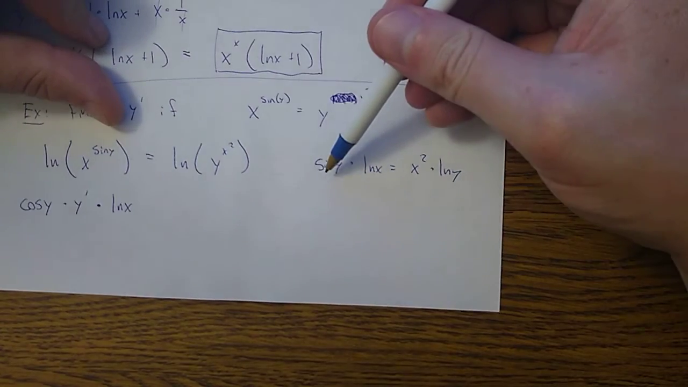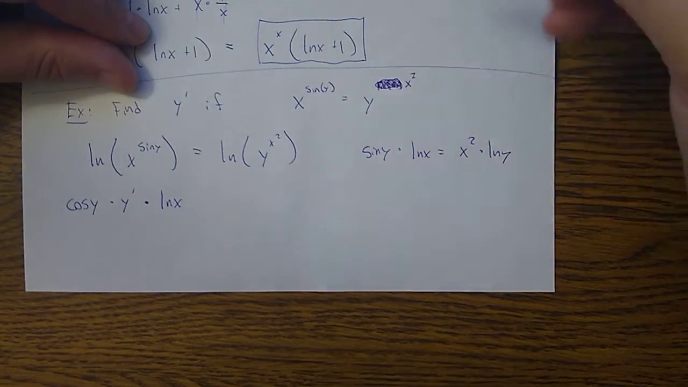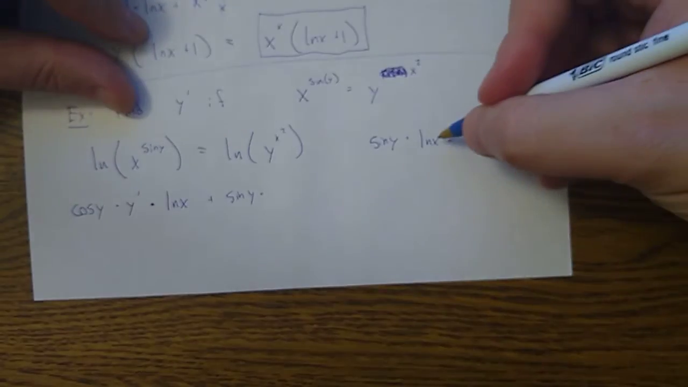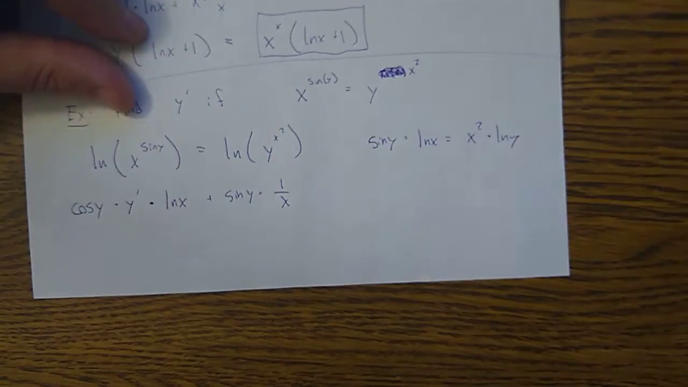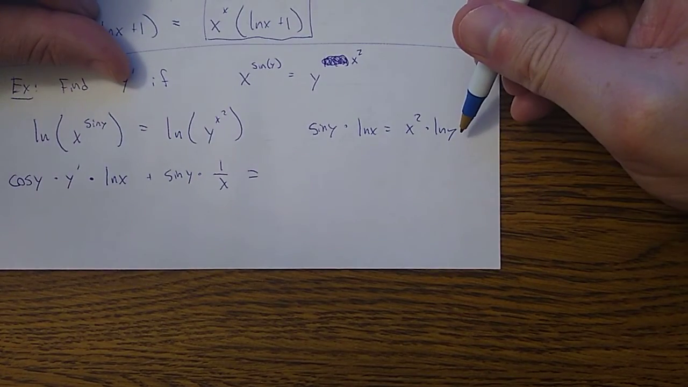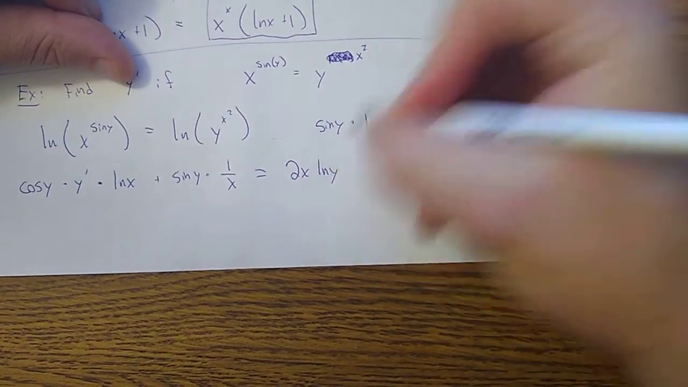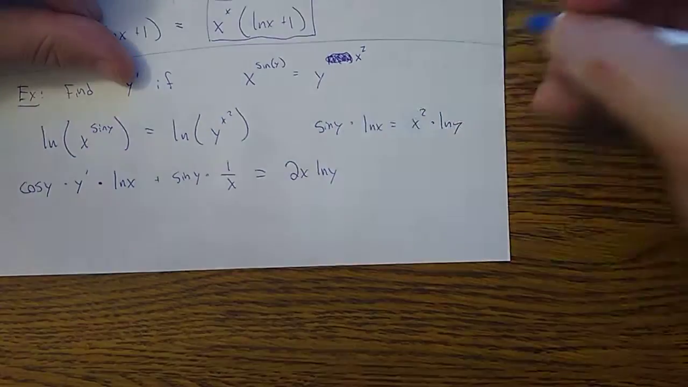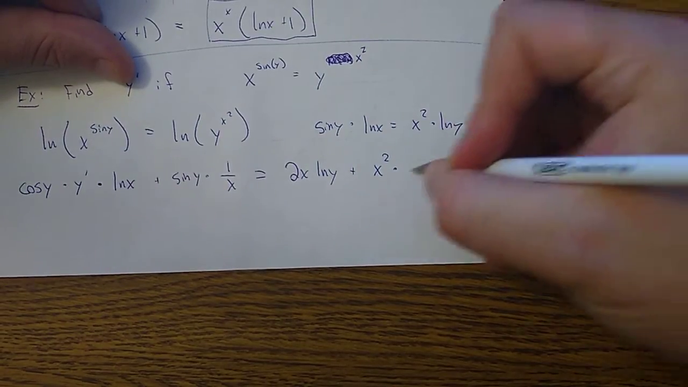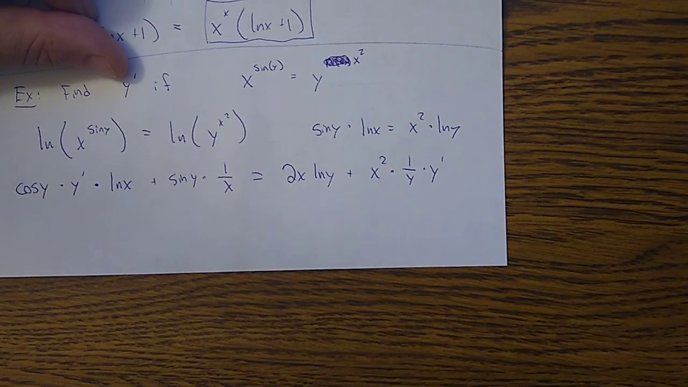So I'm doing the product rule. So I did the derivative of this, and then I left this one alone. Now let me do this the other way around. I'll leave sine y alone, and the derivative of ln x is 1 over x. Okay, and then that's going to equal the derivative of this side. So again, I have the product rule. So 2x ln y, because the derivative of x squared is 2x, plus x squared times the derivative of ln y, which is 1 over y times y prime. Right?